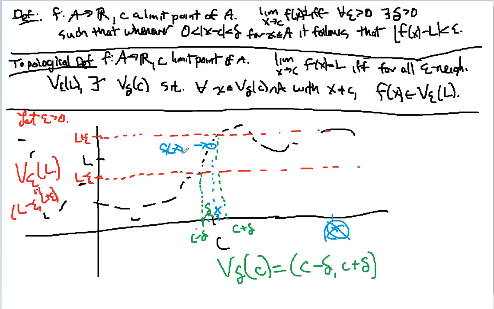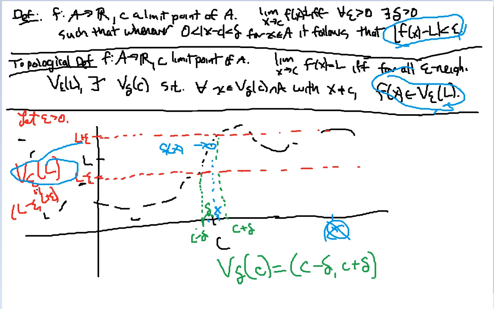there's my f of x. And notice two things. f of x is between L minus epsilon and L plus epsilon. Another way of saying that is that f of x is between these two things, which means it's within epsilon of L, which means it's within this epsilon neighborhood, which means exactly this.